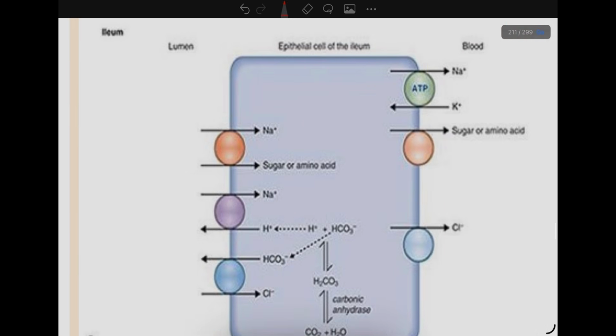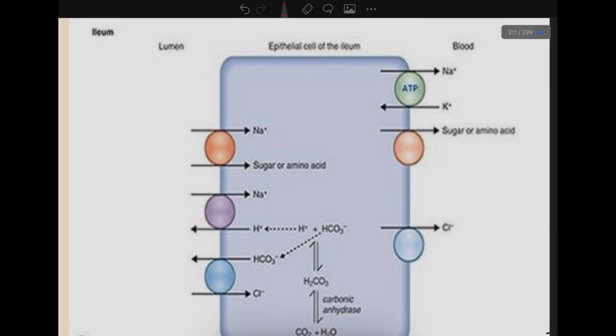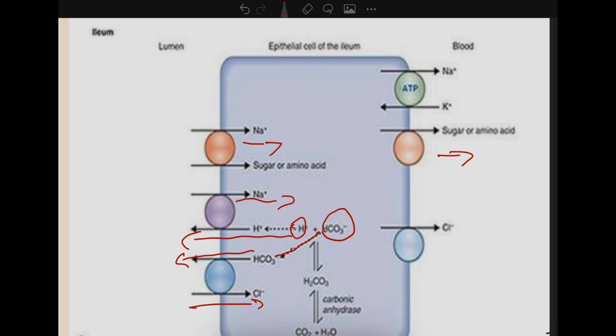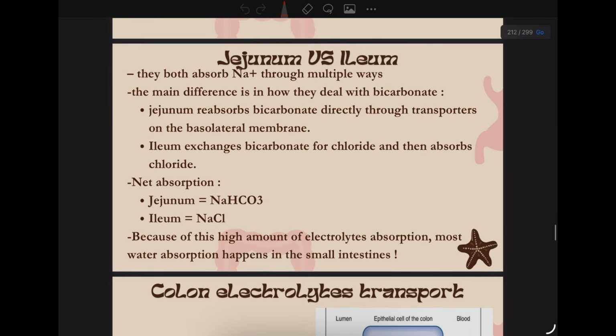The difference is here. Look at the ileum. The same thing is happening. We have our H and bicarbonate. H goes out in exchange for sodium. Sodium goes in through multiple ways and it's reabsorbed. But bicarbonate does not go out to the blood this time in the ileum. It gets exchanged for chloride, and chloride is the one getting reabsorbed. So what did we do? We reabsorbed sodium and bicarbonate in the jejunum. In the ileum, we reabsorbed chloride instead of bicarbonate.